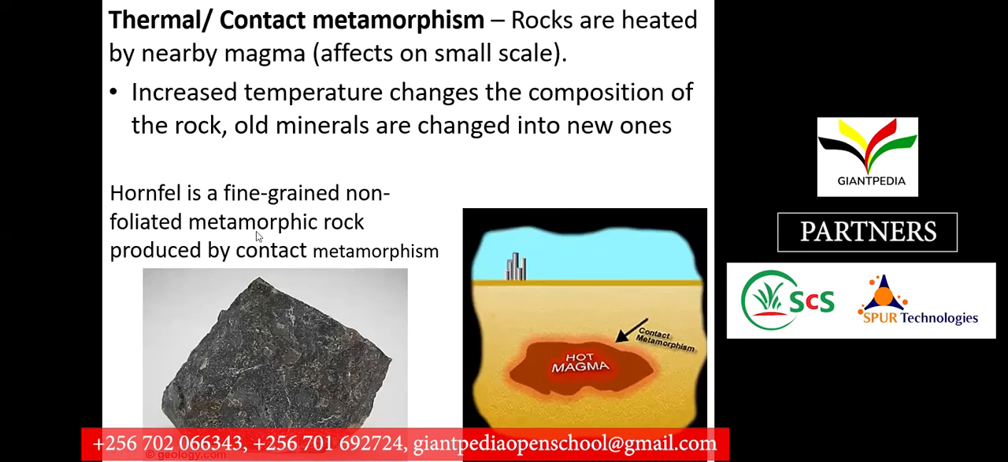So hornfels is a metamorphic rock produced by contact metamorphism. Thermal metamorphism, an example of a thermal metamorphism product is hornfels. So here you can see there's hot magma. So the rocks which are close to that hot magma are the ones which are metamorphosed by contact or by heating. So that is what it is.